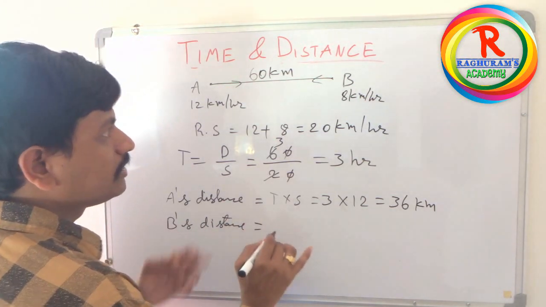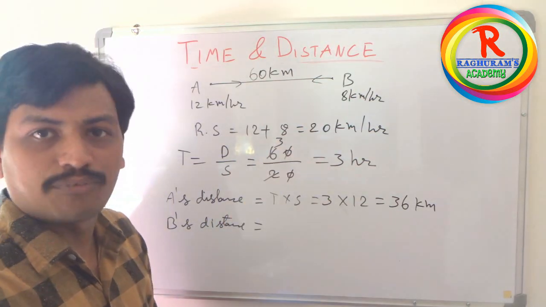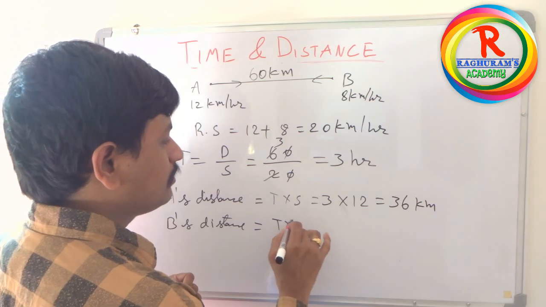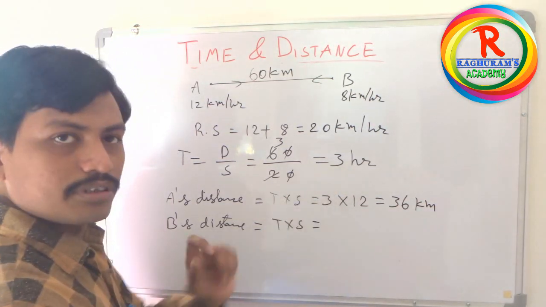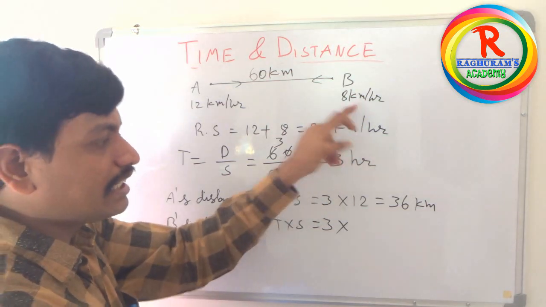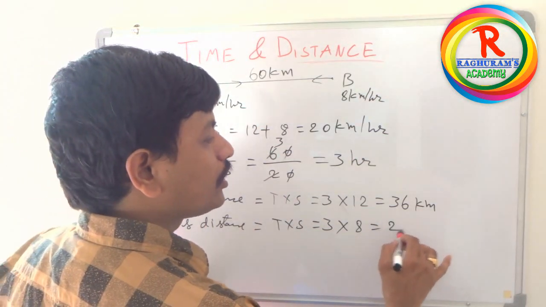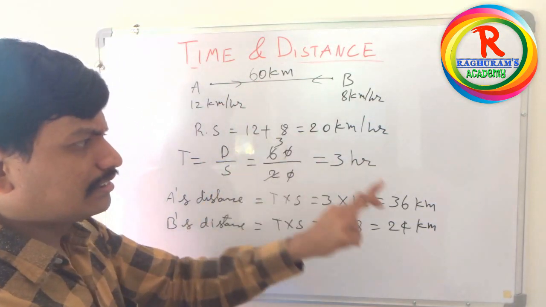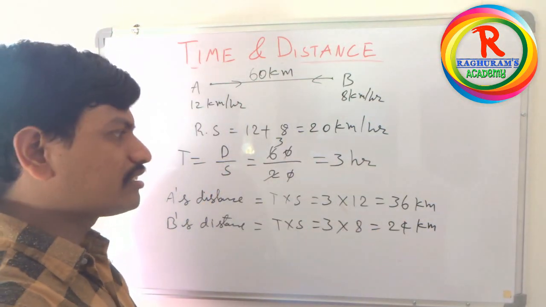And we can easily find B's distance. How do you find it? Just 60 minus 36, 24. Otherwise we can also use the formula time into speed. For each of them the time is the same, 3, and the speed of B is 8. 8 3s are 24 kilometers. Otherwise we can also find it as total distance 60 minus 36 is 24. Like this also we can do.